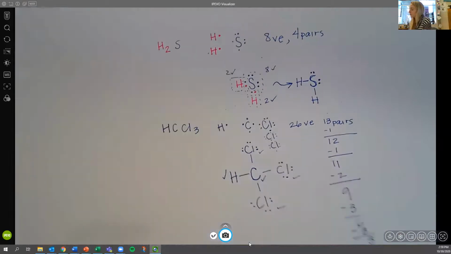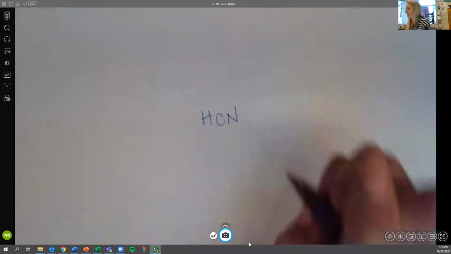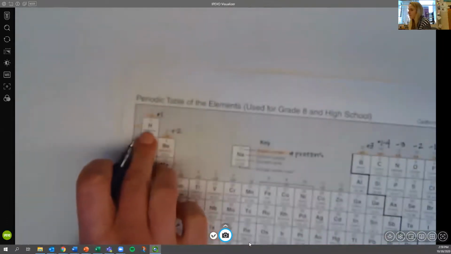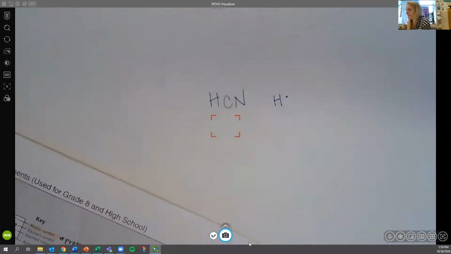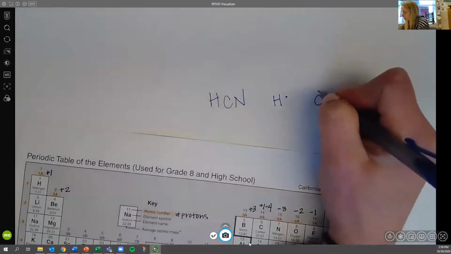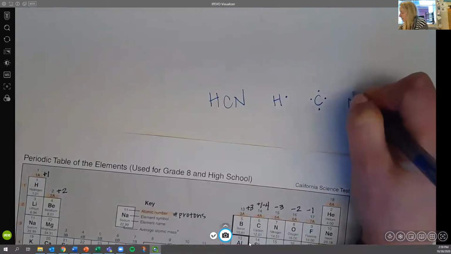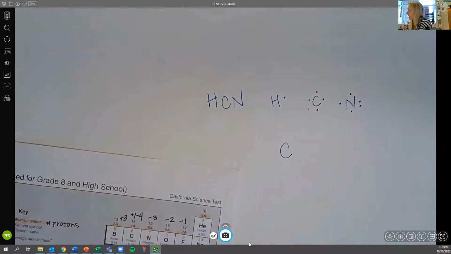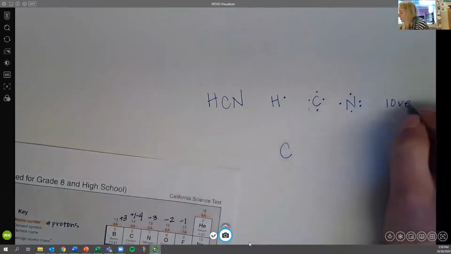Last one. This one's a little trickier. This one is cyanide, HCN. So hydrogen has 1 valence electron. I know that because it's in row 1A. Oops, this is a little blurry. Carbon is in row 4A, so it must have 4 valence electrons. And nitrogen's in row 5A, so it has 5 valence electrons. So remember, carbon always goes in the middle. And we have 1, 4, 5, plus 5 is 10 valence electrons, which is 5 pairs.